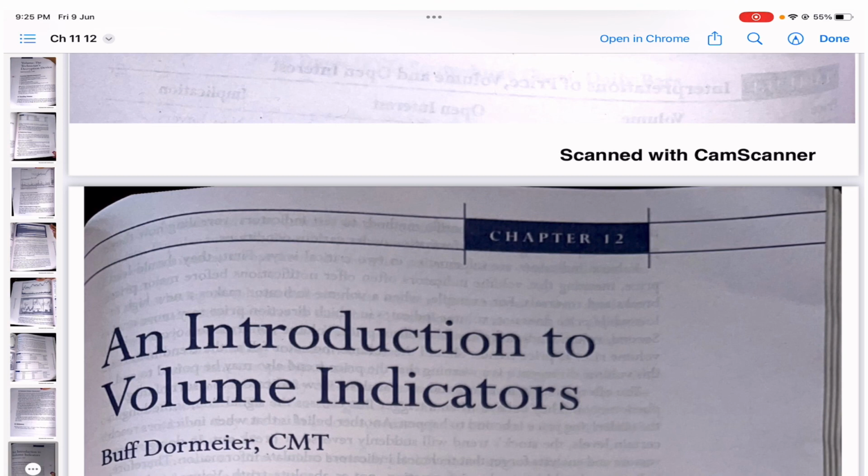The VWAP formula is the sum of tick price multiplied by tick volume, divided by your trading volume. And equivolume charts, you know what equivolume charts are.